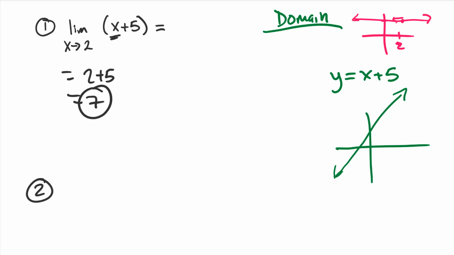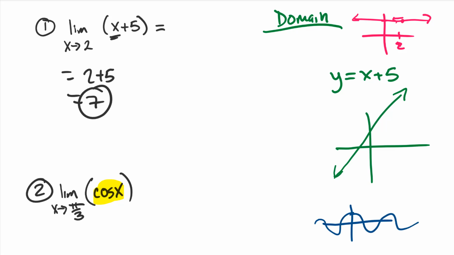Another one might be something like this. What's the limit as x goes to pi over 3 of cosine of x? Well, I really shouldn't be doing a trig function, but I like doing it. Do you know that you can plug anything you want into cosine? Any value of x? Y'all have seen a sine wave, right? Or a cosine wave. It goes on and on forever and ever, saying you can plug in any value of x you like.